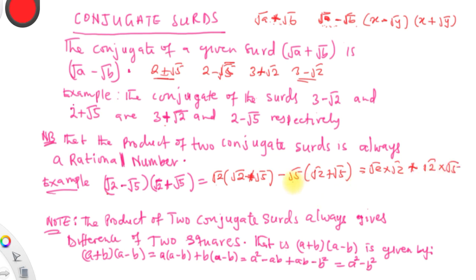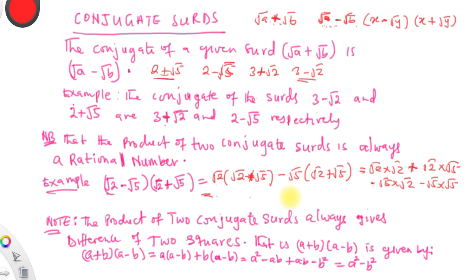Then we come here. This is minus. So minus and positive should give minus. So this is equal to minus square root of 5 times square root of 2. And then minus square root of 5 times square root of 5. So this is what you get.